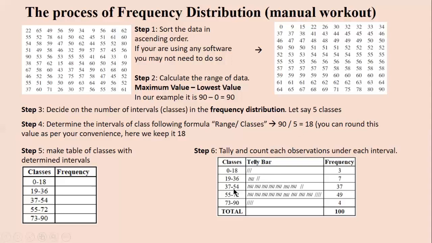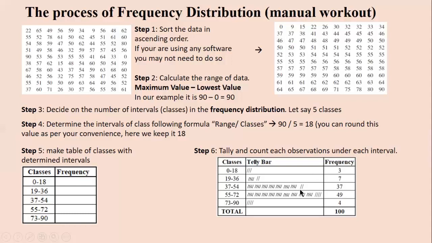Similarly, the third class is from 37 to 54. Now the third class is from 37, so we'll be starting here. I'll be counting 1, 2, 3, 4 and making bars over there. And we can see that for the third class from 37 to 54, there are observations starting from 37 until 54, this digit.